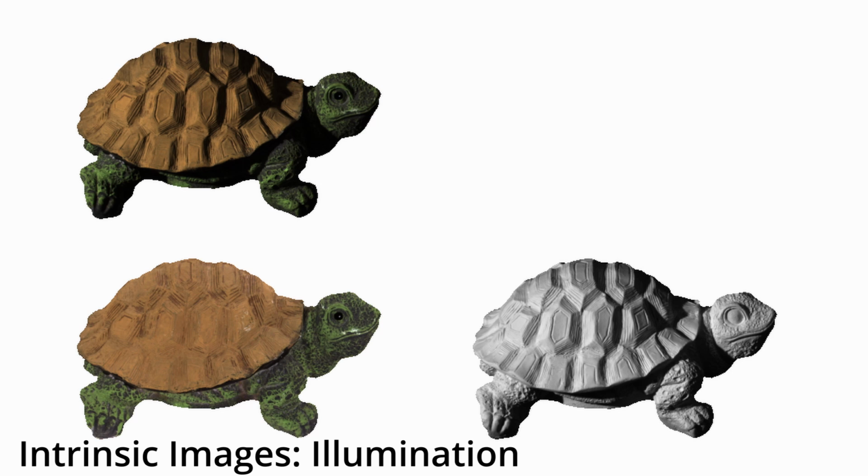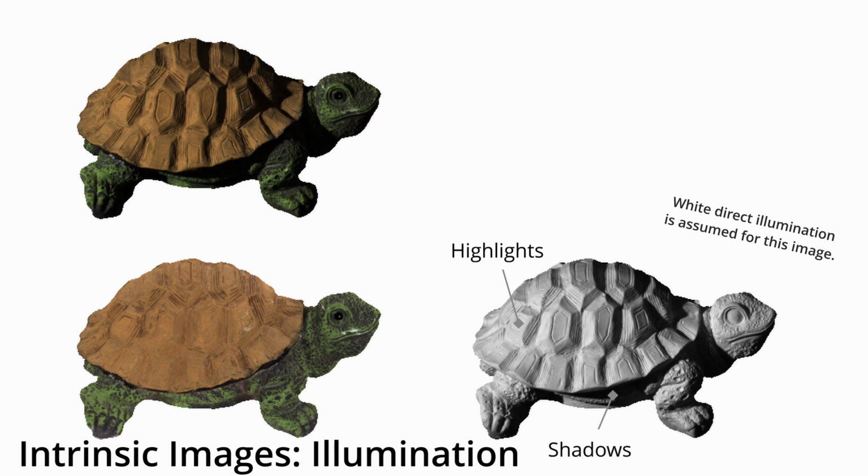The illumination layer, on the other hand, carries the information related to lighting in the image. It shows the color and intensity of light hitting each part of the scene. That information also expresses the shape of objects through highlights and shadows. Here, a common simplifying assumption is that the scene is globally lit by white light.